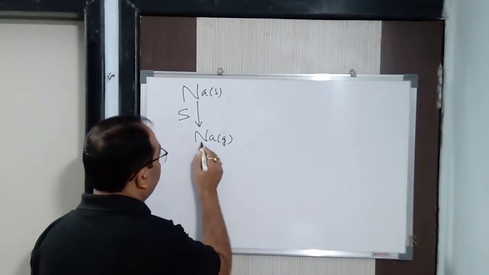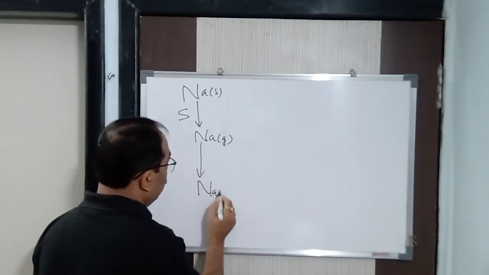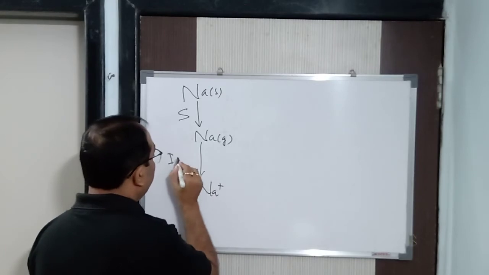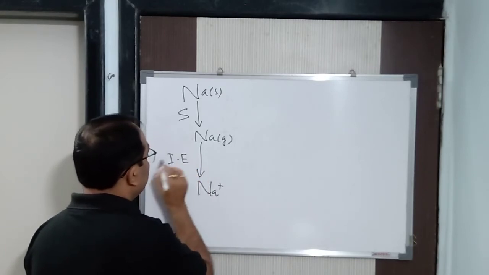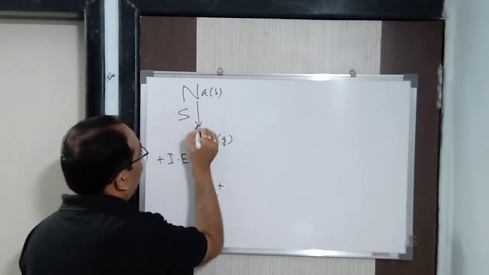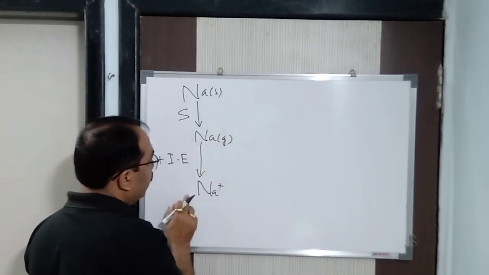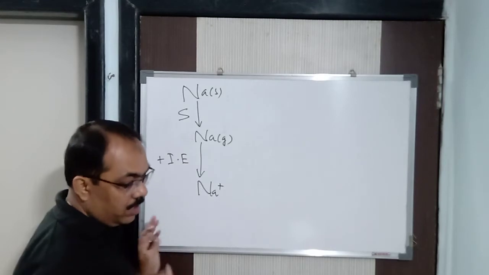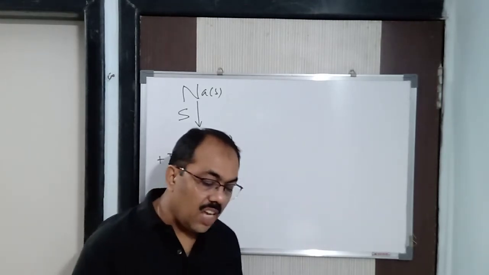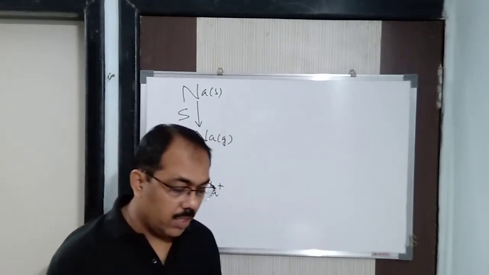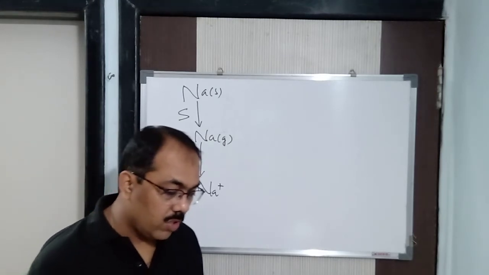Then I have to convert it into sodium ion. How will I convert? I remove an electron, so that is ionization energy. First I am subliming it to convert into gas, then with ionization energy I have converted it into sodium ion. Done. Now I have to convert into chloride ion. The chlorine gas also I need to convert into chloride ion.